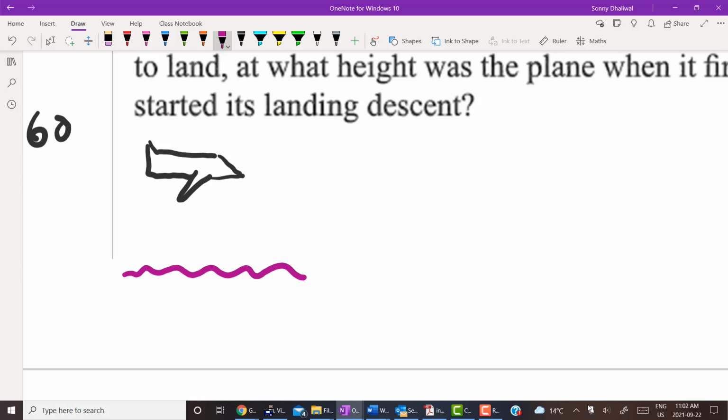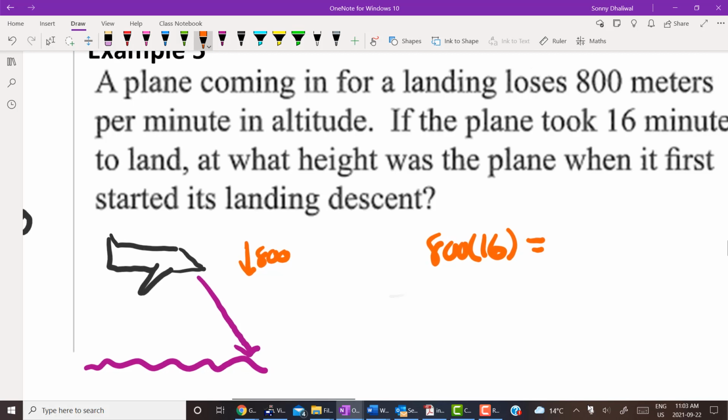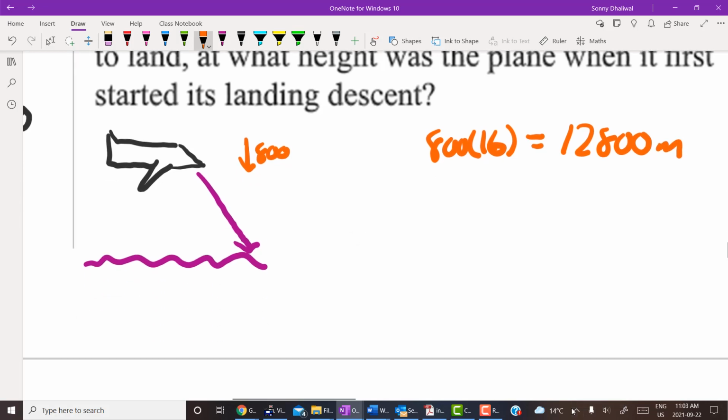So the plane is flying, and it's coming down towards the ground, right? And the question says, every minute you drop 800 meters. And Bella goes 800 times 16, because it took 16 minutes for it to drop. So 12,800 meters is what it started at before it started plummeting towards the ground.